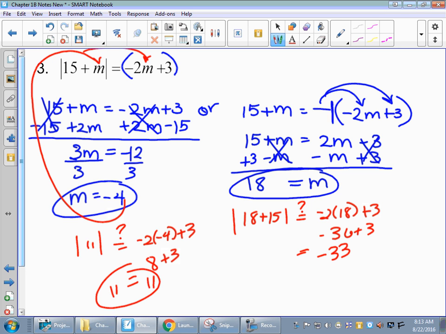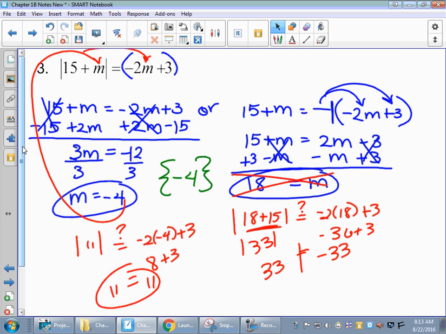And I already know, without even adding these two together, which I can, that the absolute value of 33 is positive 33. I have a positive 33 equal to a negative 33. That does not work. So this is the type of extraneous solution that you might see, where the signs don't match up. So you simply eliminate that solution from your solution set. And so the only solution we have this time is negative 4.